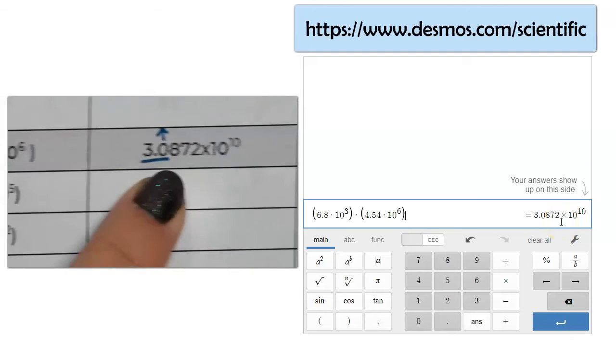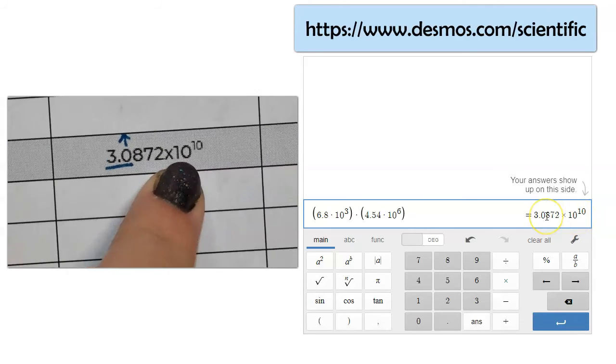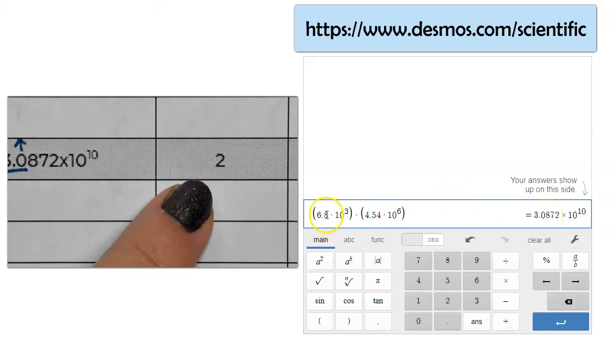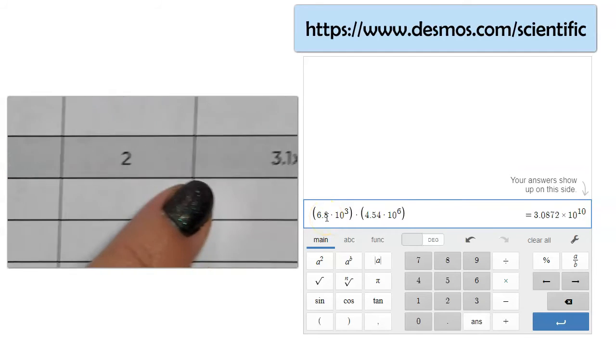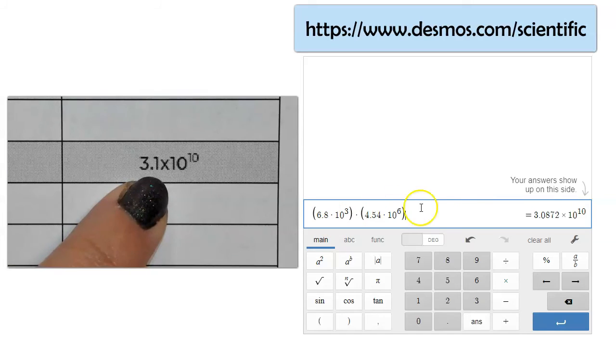So remember, we got 3.0872 times 10 to the 10, and then we had to round off based on only 2 sig figs from this 6.8, and then our final answer rounded off would be 3.1 times 10 to the 10. So this will be how you could use this calculator that's posted on my Canvas homepage.